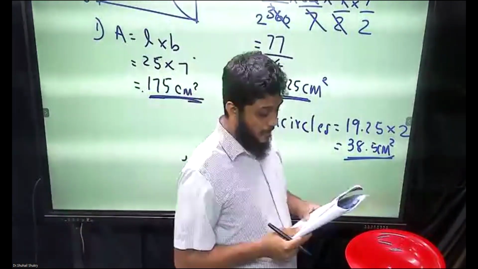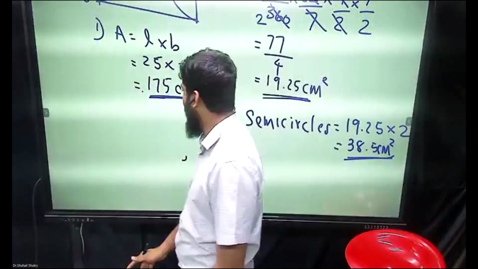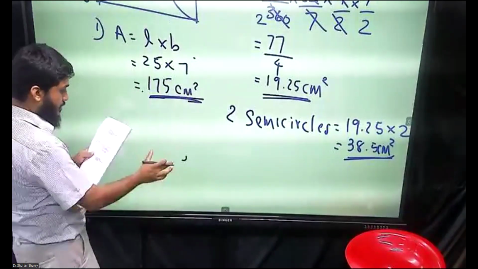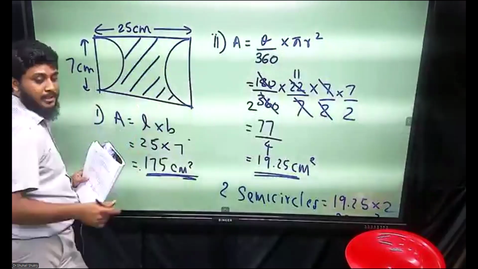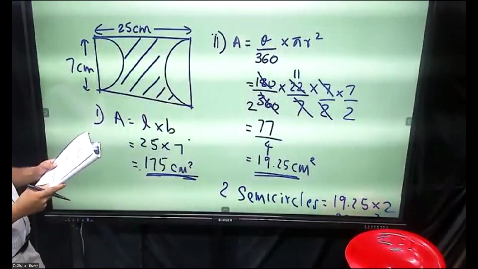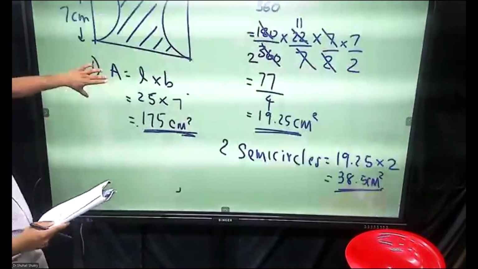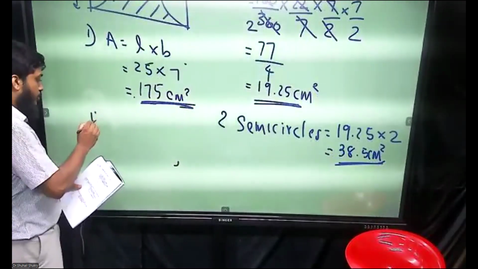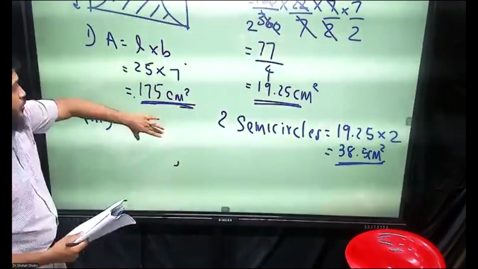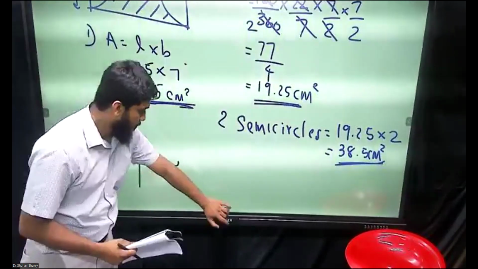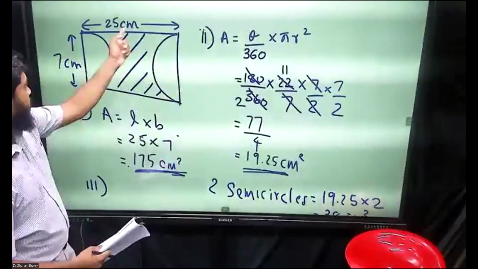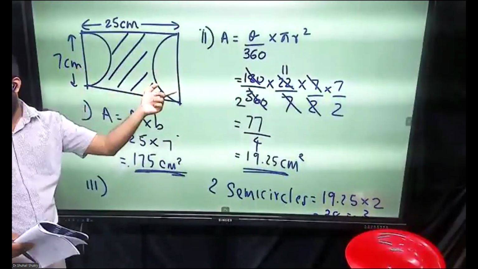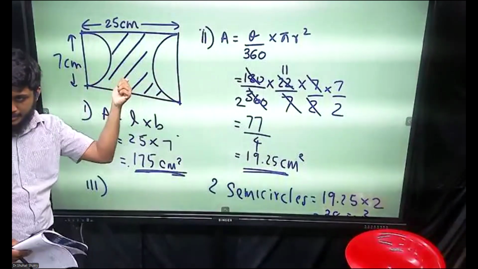Right? Then find the area of the shaded portion. But the shaded part is not there in the figure. Okay, so you have to shade this area. This is the shaded area. How to get the shaded area from the rectangle? What should you do to get the shaded area? Yeah, from this rectangle minus semicircles. Then you will get the shaded area. Everyone can understand that part, right?